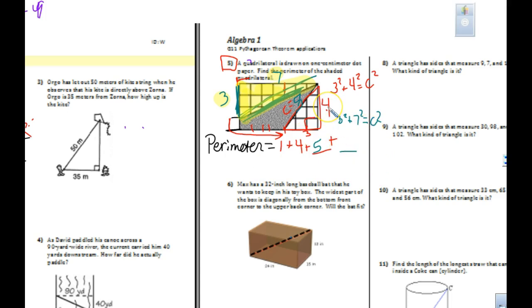And it does say if you're working on your test and on your homework to get your answer as a decimal. So you are adding all of those together, and since it's on centimeter paper, our distance would be in centimeters. So find that missing one and substitute.